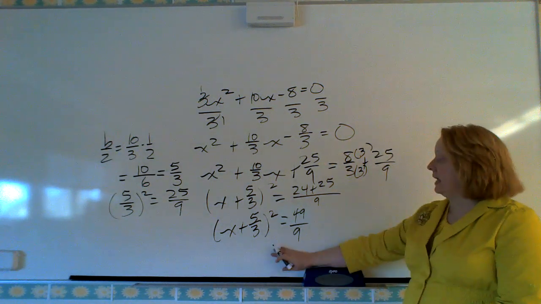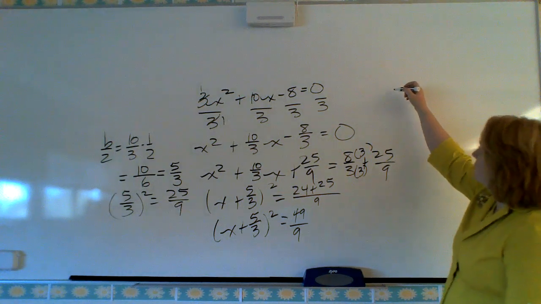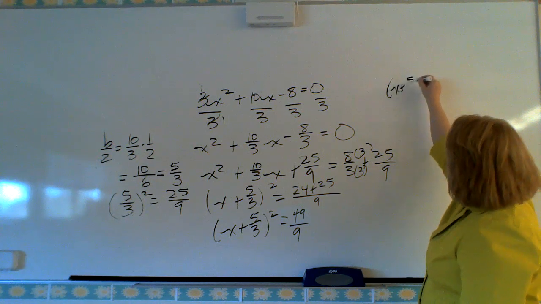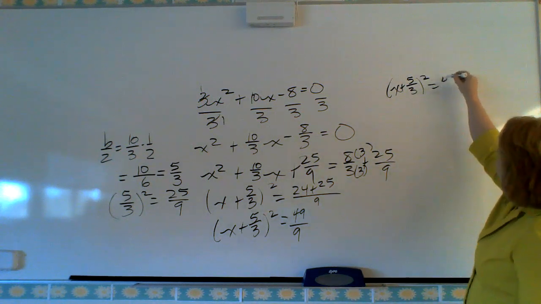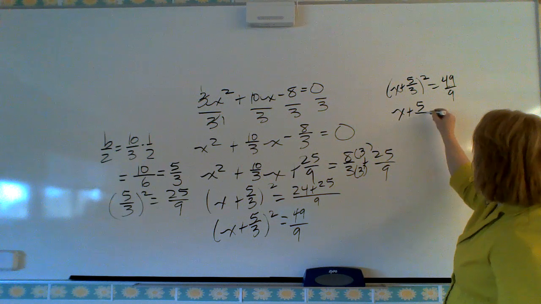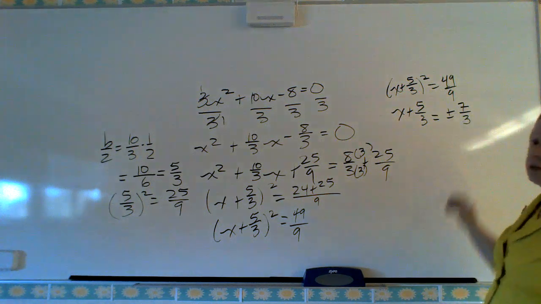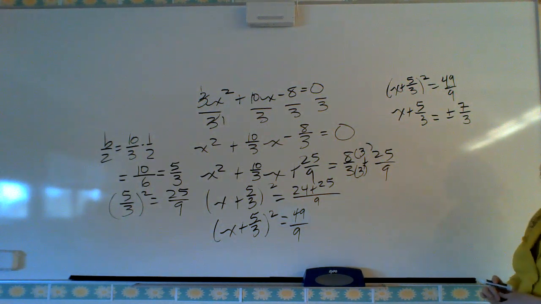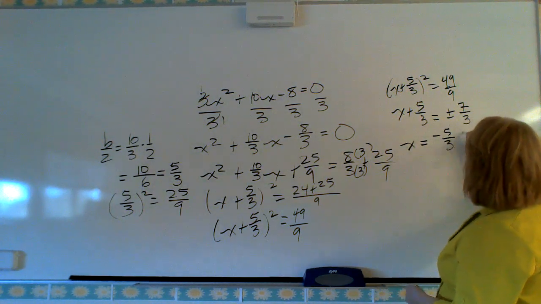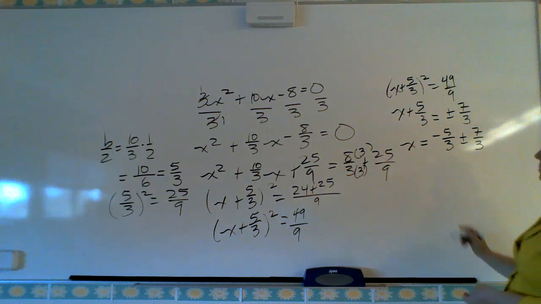Okay, so then to find the answer, I'm just going to take the square root of each side. Let's just work it out up here. So I'm going to have x plus 5/3 squared equals 49/9. I'm going to square root each side. So it's going to be x plus 5/3 equals plus and minus 7/3, because the square root of 49 is 7 and the square root of 9 is 3. And so it's going to come out to be a negative 5/3 plus or minus 7/3. And then we just work that out and reduce our answer here.